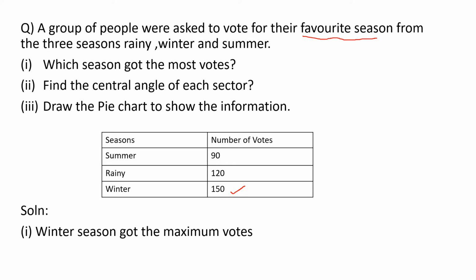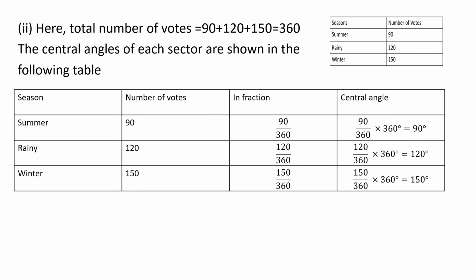Now let's see the second question. Here the total number of foods. What are the seasons? Summer, rainy and winter. Now you want to find the total, right? We have for summer 90, rainy 120, winter 150. We want to find the total first, then only we can do the calculation. When you add 90 plus 120 plus 150, you will get the answer 360. What is the total number of votes? The total number of votes is 360. From that, summer 90, rainy 120, winter 150.